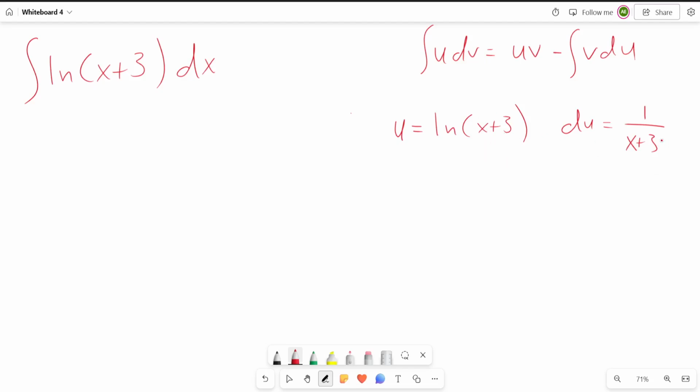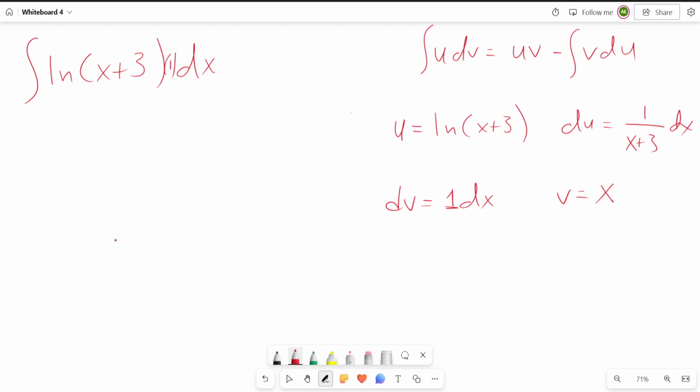Differentiation of x plus 3 is basically 1, so multiplying 1, or I don't even need to write it, this is times dx. What is my dv? This is the same as ln of x plus 3 times 1, so I can choose my dv as 1 dx. And this simply makes my v the integration of 1, which is basically x.